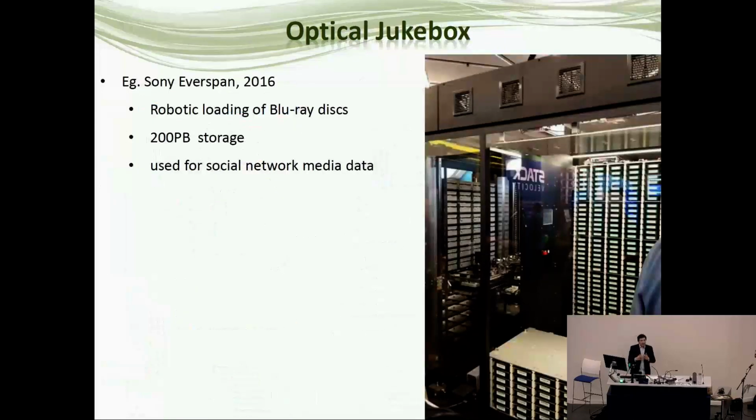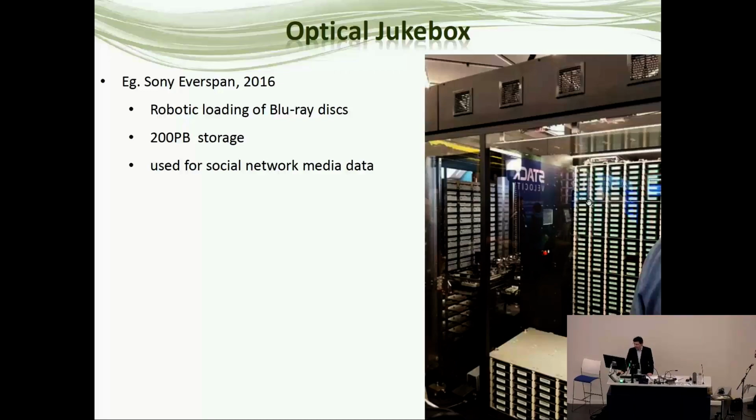Okay, if we want even bigger storage capacities, if you're the likes of a social network and you're trying to host everyone's family photographs in the whole world, you're going to go to archival methods. So this is called an optical jukebox. This is the Sony Everspan. It's being used as the back end of at least one major social network. So imagine this sitting down a coal mine in a secure data center.